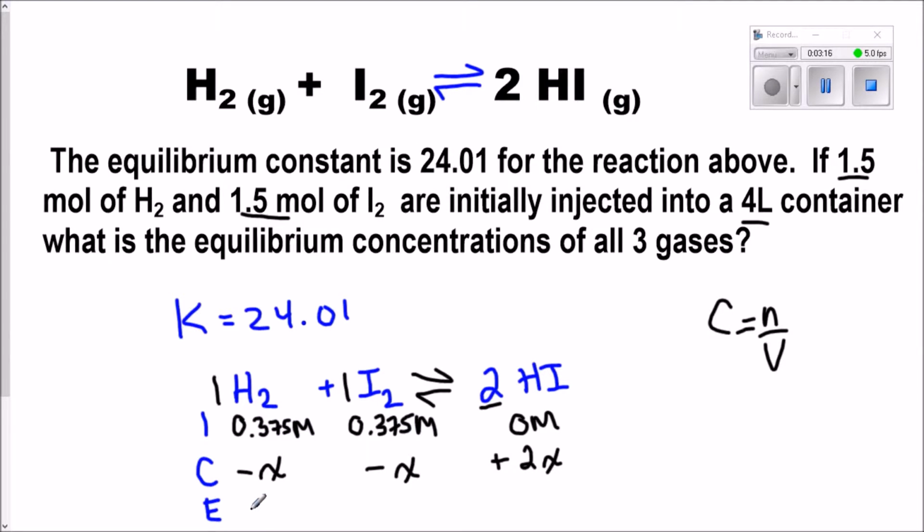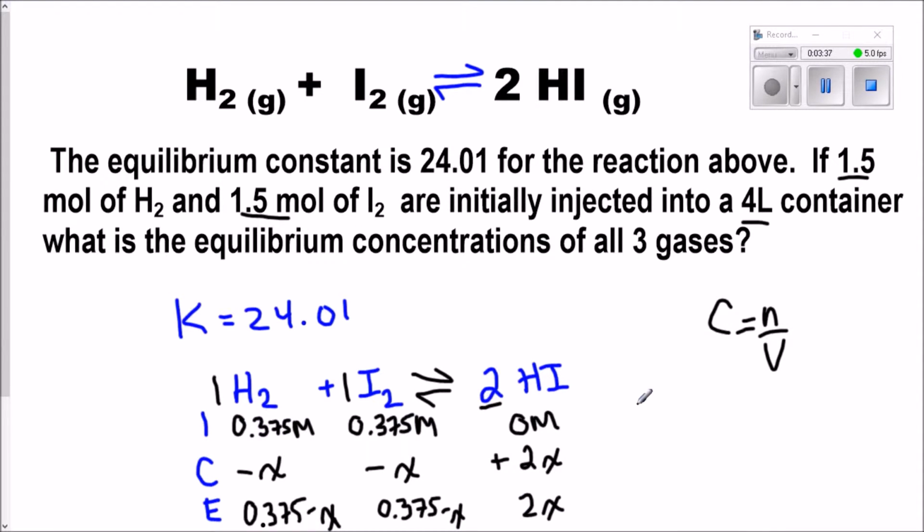So what we have to do is actually use x at equilibrium. We know that we started with 0.375 and we subtracted a certain amount x, so that's going to become my equilibrium value. And you can see I've got the same thing here, 0.375 minus x, and then again 0 plus 2x is equal to 2x.